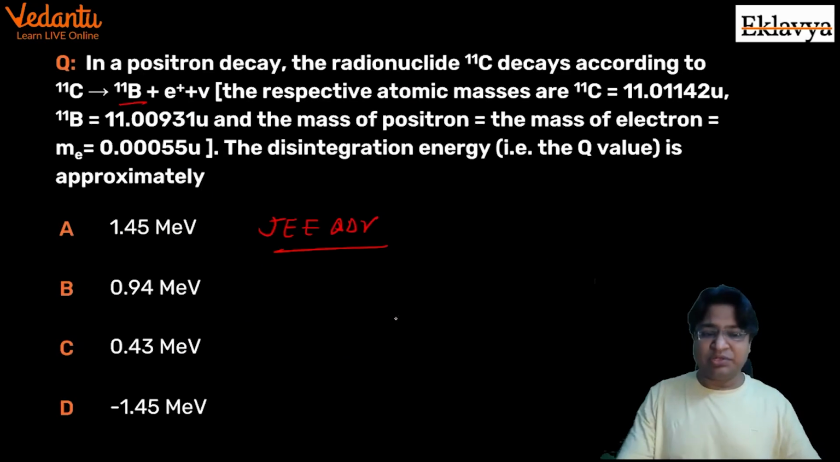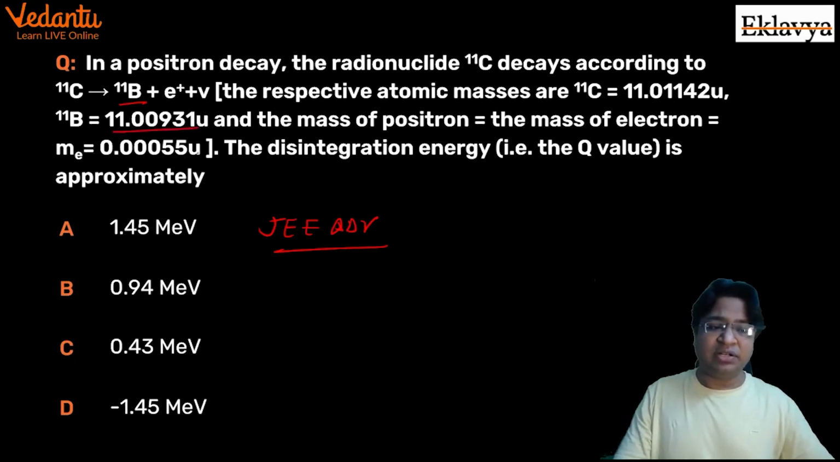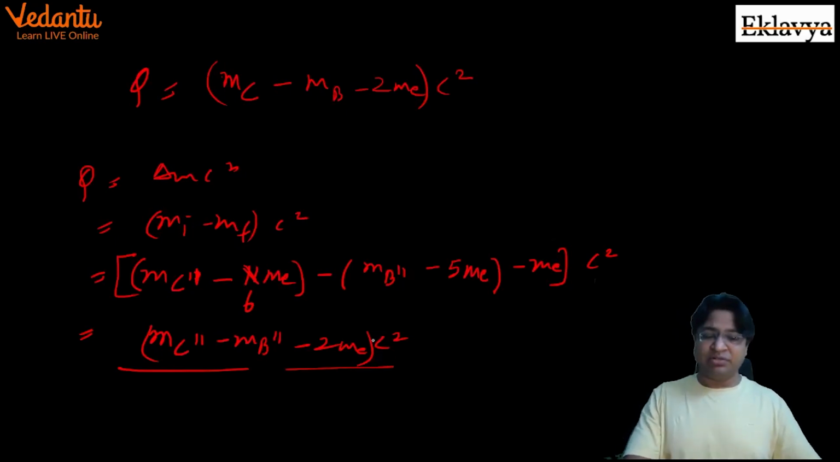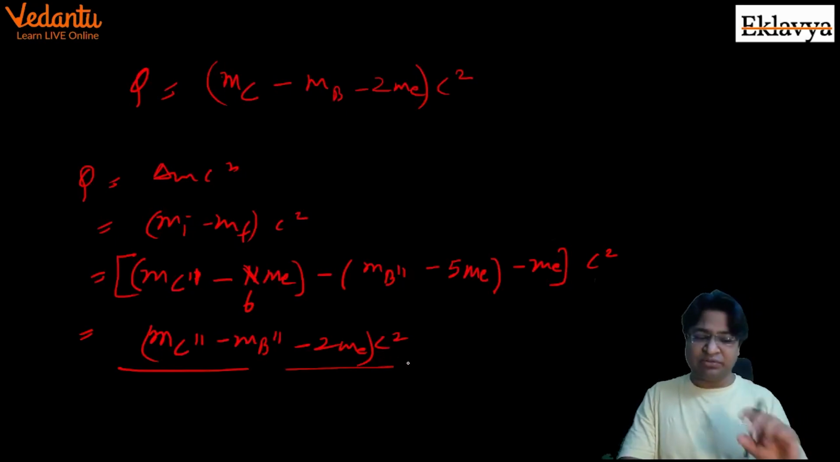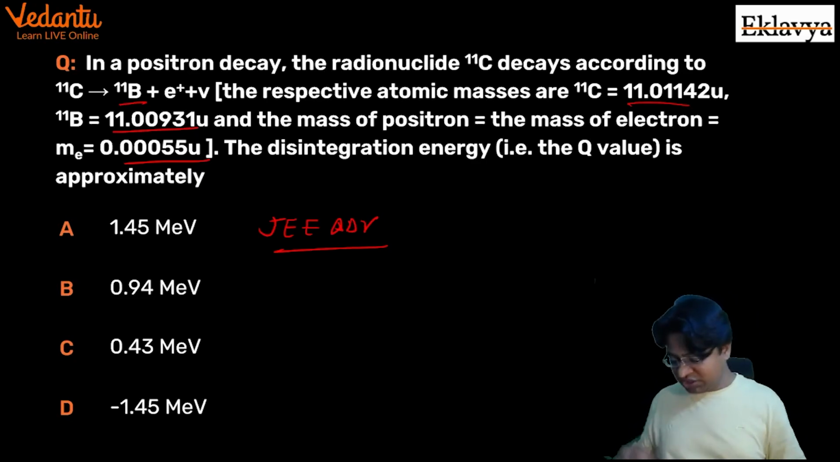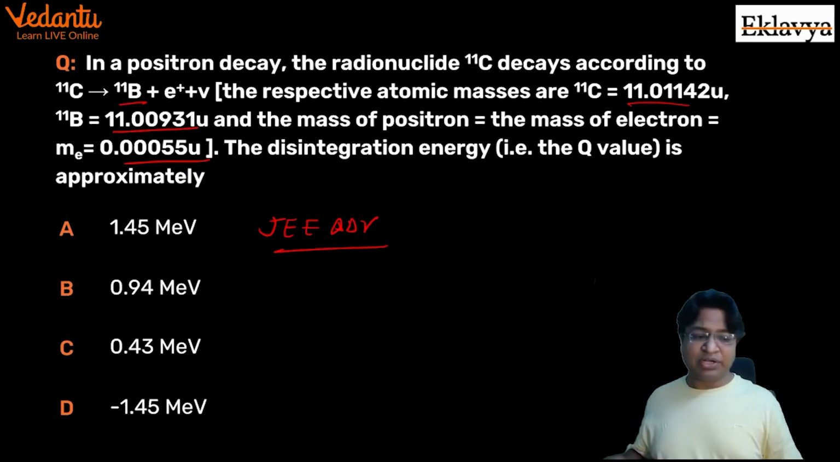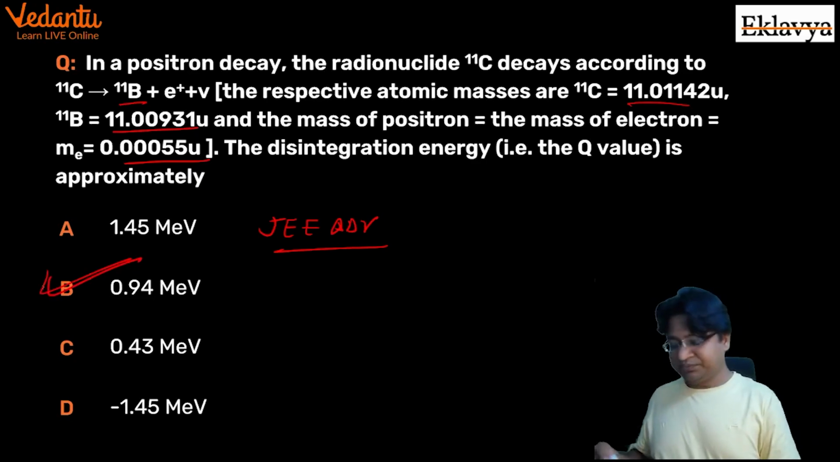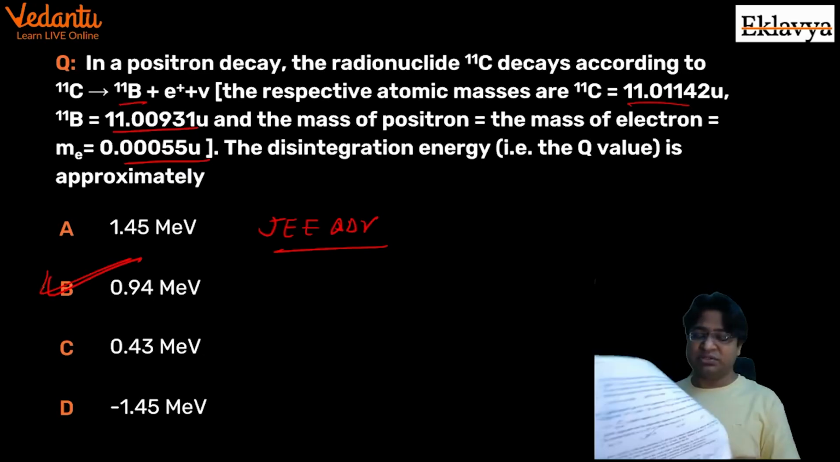Now you have to substitute these values that are given here in a calculator, and you need to finish this. Instead of multiplying with C square, you can actually multiply it with 931.4, and you can see what number you are getting, and that number would be the answer. I'll tell you that when I did this question by putting the values, I got 0.94 MeV and I got it properly, so that should be the correct answer. Alright, so that was question number 13.